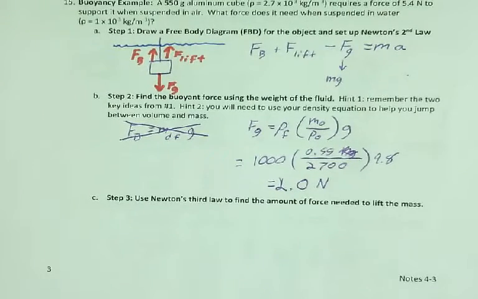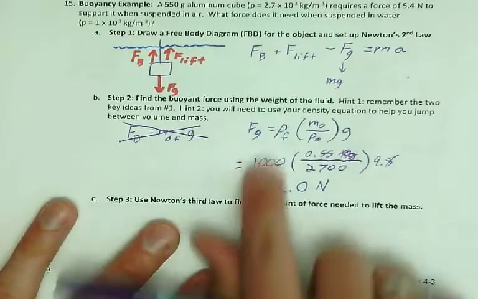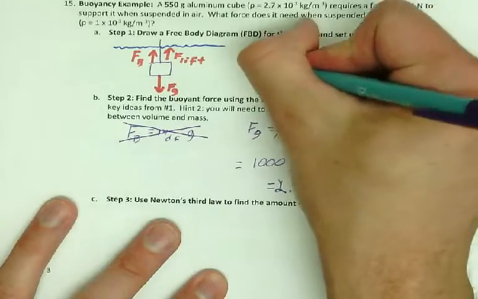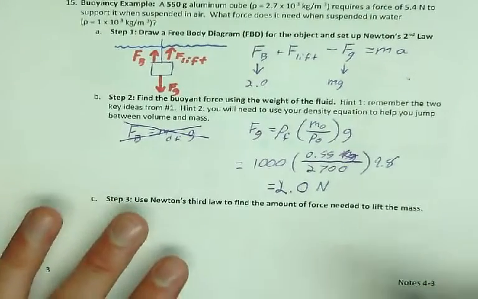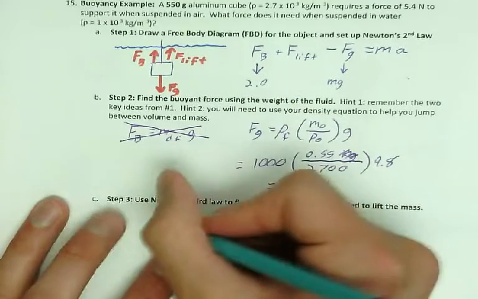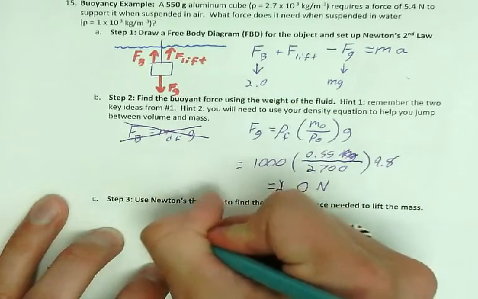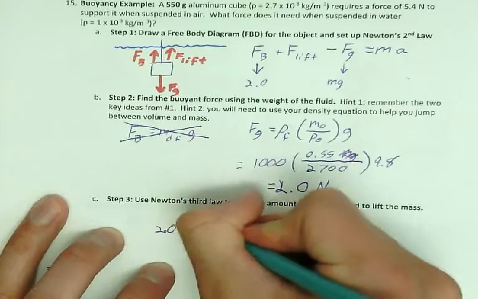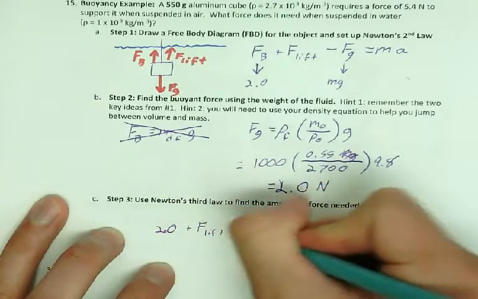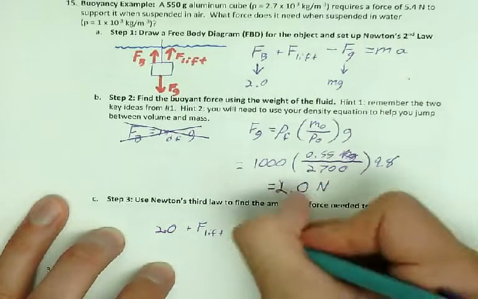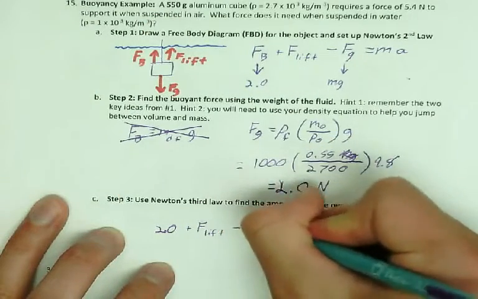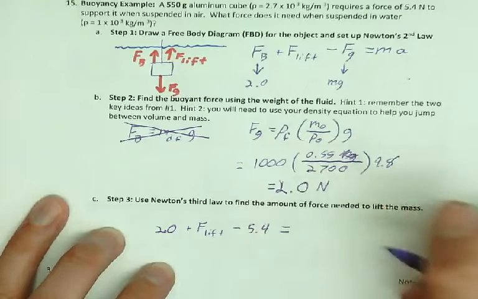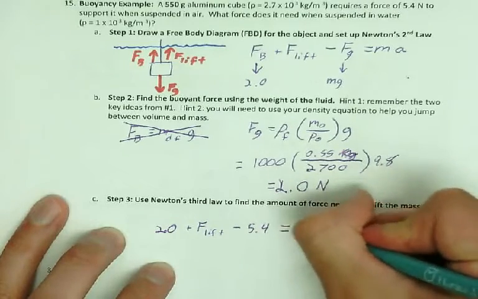And the last step is to use Newton's third law to find the amount of force needed to lift the mass. So now I'm going to go back to this equation. Now I know what the buoyant force is. It's 2.0. So now I just need to plug in and solve for the lift force. So buoyant force is 2.0 plus lift minus the force of gravity, so that's 0.55 times 9.8. It is 5.4 equals ma. The mass is 0.55.